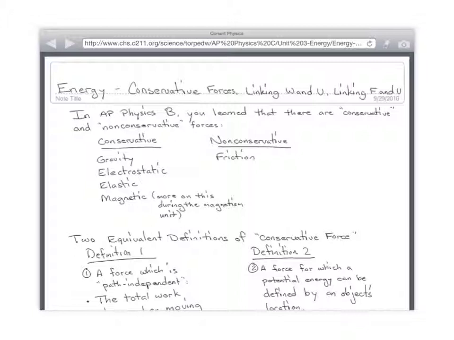If you have a force field for a conservative force, it doesn't matter which path you take. You'll always end up at zero total work done by that force if you end up in the same spot. Or there's kind of a converse way to do it.